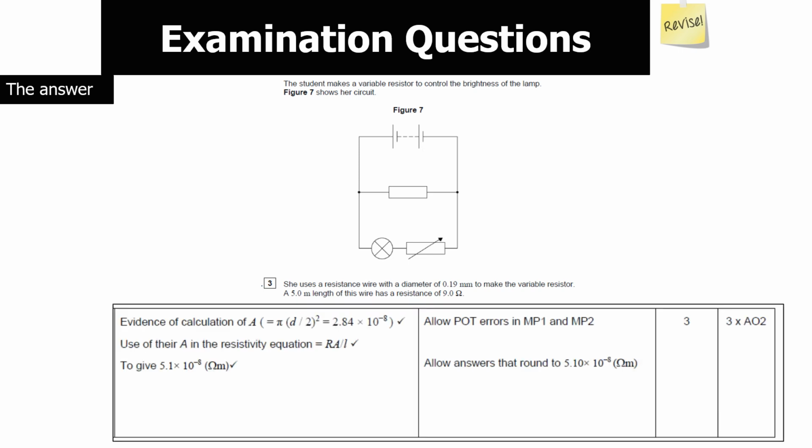So the first thing we need to do is work out our area, because if you look on the equation sheet, resistivity is equal to RA over L. Area is pi r squared, because we assume it's going to be a circular cross-sectional area for a wire. So we work out our radius, which is half the diameter, and we put it into meters, so 0.19 divided by 2 times 10 to the minus 3, and we work out the area to be 2.84 times 10 to the minus 8. Pop the values into the equation and we get 5.1 times 10 to the minus 8 ohm meters.